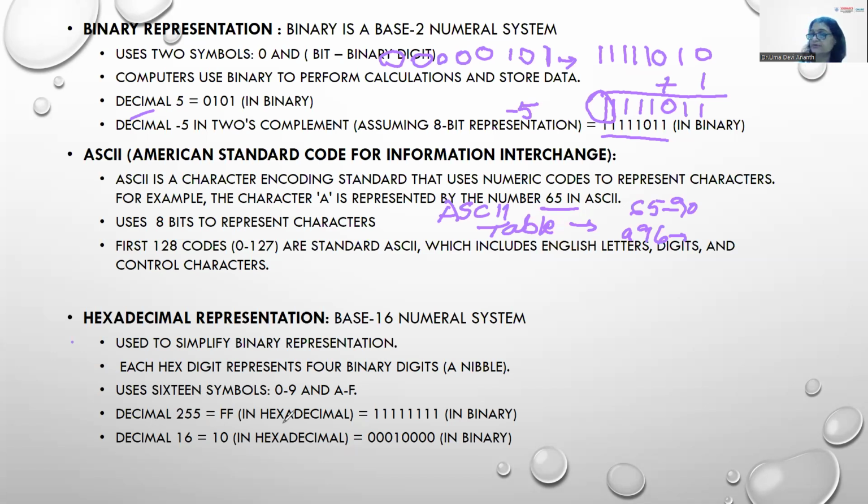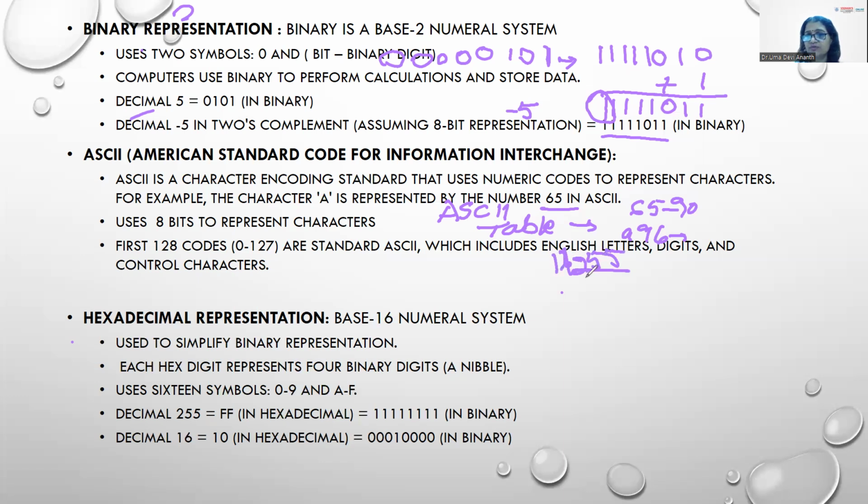So for example, suppose you want to show what is 255 in hexadecimal. How do we do that? So we take 255 and start dividing it by 16. Let's divide it by 16.